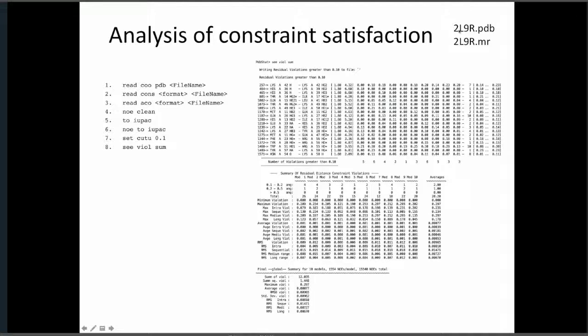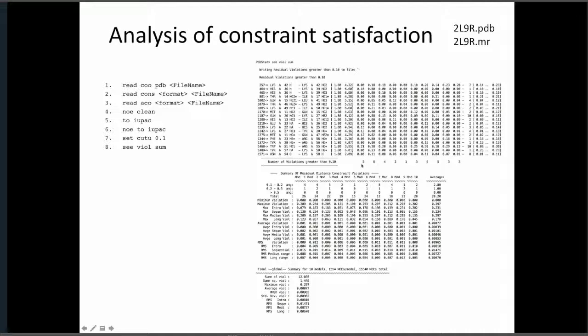So I will apply this to the 2L9R.pdb file. Okay, so as I said, it will be read coordinates PDB 2L9R. Read constraints CNS, because they come from CNS, or XPLOR is the same format, 2L9R.mr. You won't need this one because as all the constraints will be stored there in a single file, it will break them up. So then you clean the NOEs, then convert everything, coordinates to IUPAC atom labels, and then NOE to IUPAC atom labels. You set up a cutoff for the violations, and then you see the violations. And you will get a file like this one.